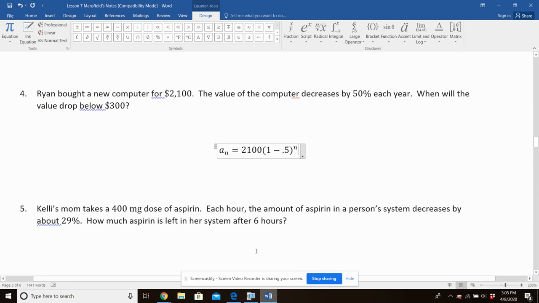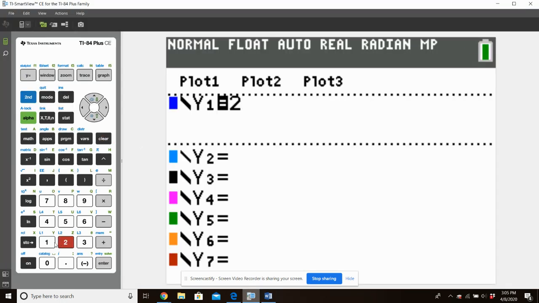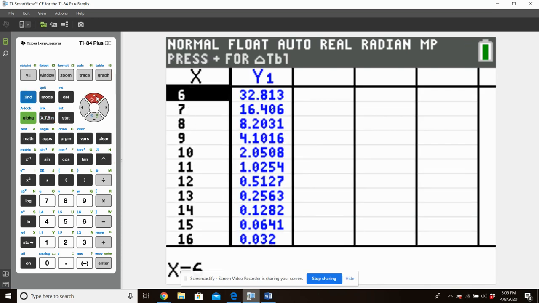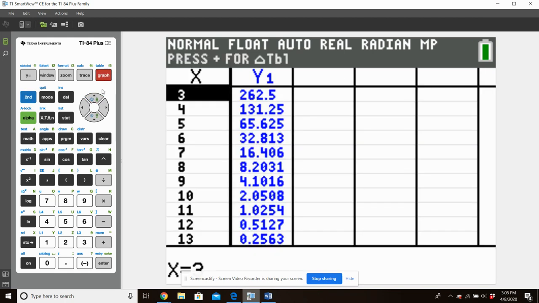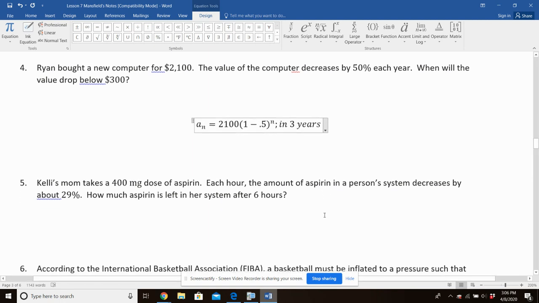And when will it drop below $300? So again, what I'm going to do is take that to the calculator and I'm going to graph it. I feel like that's an easier way to approach it, but you can use guess and check again. And then I'm going to go to the table and see when does it drop below 300. Did I put 2,100 in? Yes, I did. So it looks like it drops below $300 in the 3rd year. So in 3 years. Alrighty.